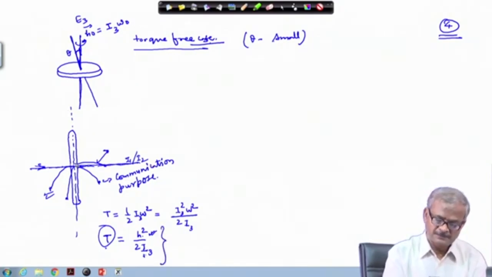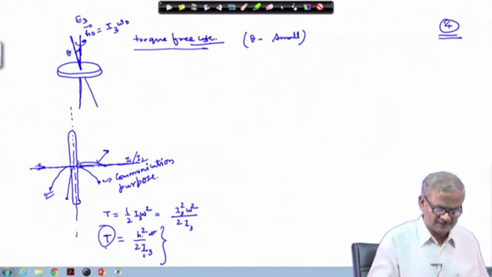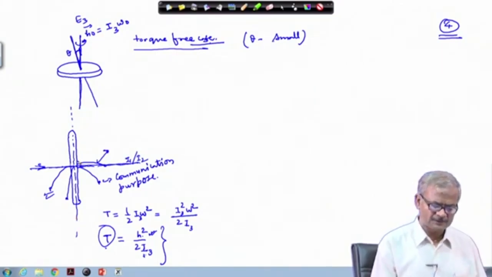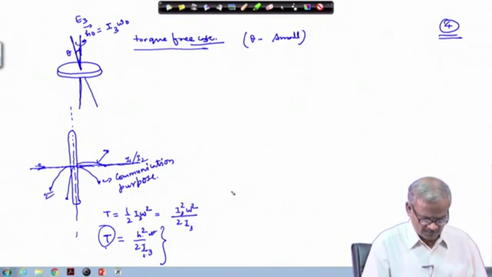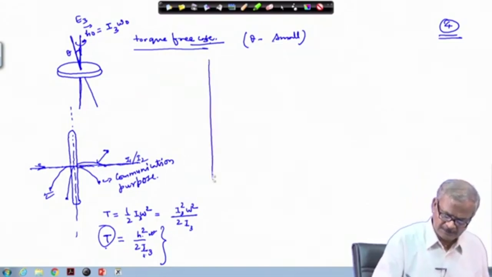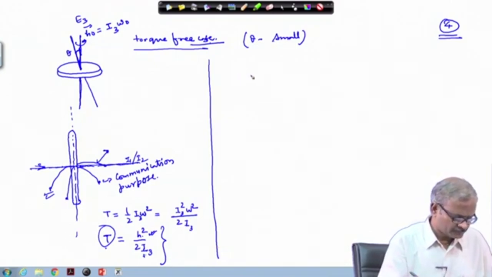The minor axis rotation, obviously, is not stable, and we will come to all these things. We will look into the dynamics of this system, and also the stability of the system. So, let us quickly work through this in the next 5-10 minutes.